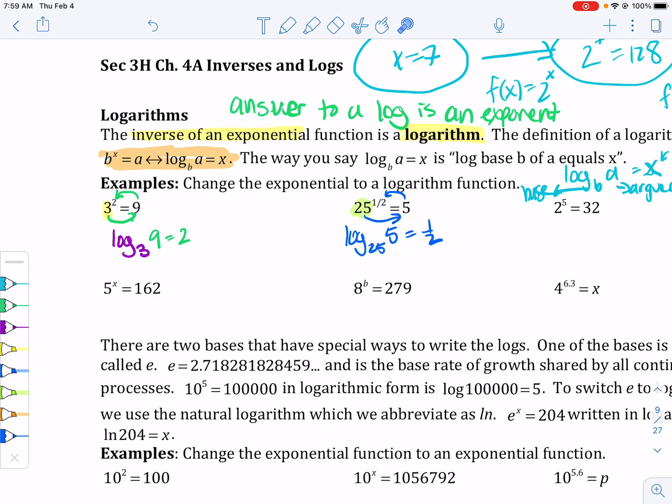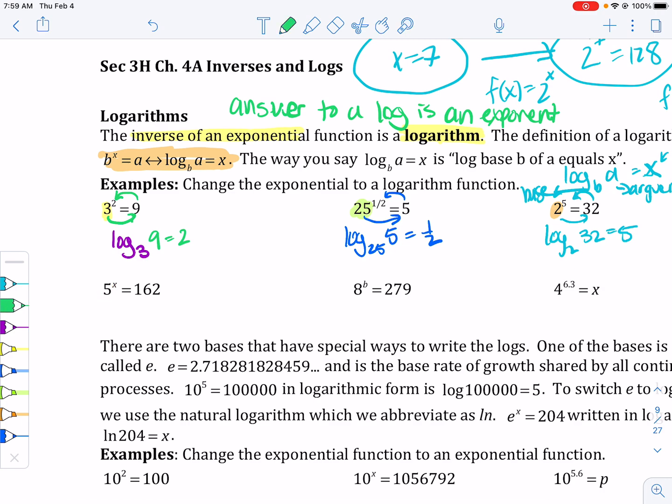Okay? So here, our base is the 2. So it's going to be log base 2 of, hop to the other side, 32, hop back equals 5. Okay? Here, our base is the 5, so we're going to do log base 5, hop to the other side of 162, hop back equals x.